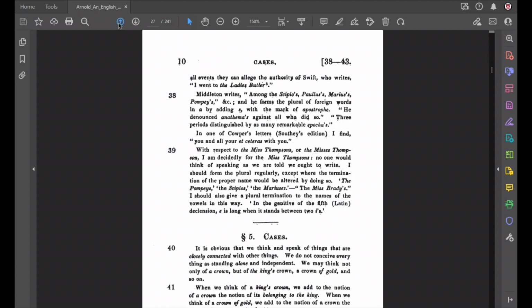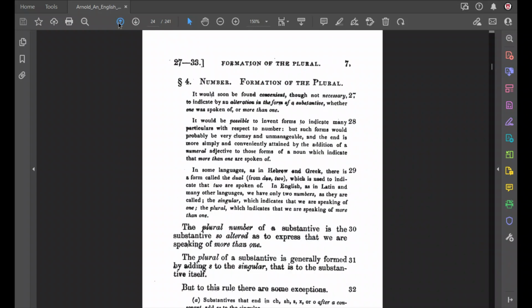So that's all for Lesson 4. That's all the content of Lesson 4 for number and the formation of plural forms. So let's just quickly review.